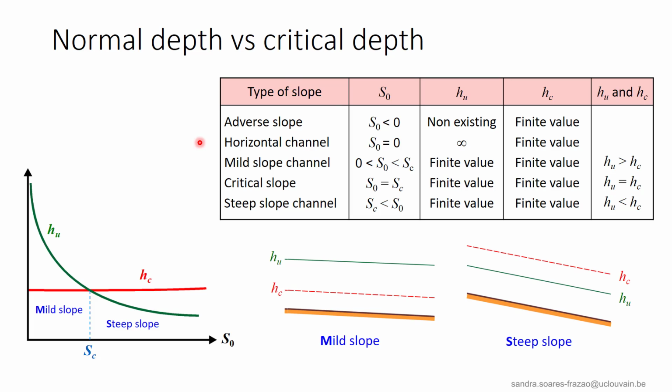For example, we know that for a horizontal channel, the normal depth HU tends to infinity, while the critical depth can be calculated. Obviously, for an adverse slope, that is S0 smaller than 0, there is no normal depth, while the critical depth can still be calculated. In fact, the critical depth can be calculated for any possible slope. Then, for positive bed slopes, we have the mild slope, the steep slope, and the critical slope with finite values of both HU and HC.